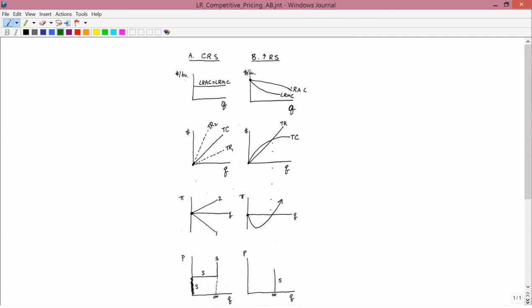Having analyzed short-run profit curves and how to get from short-run cost curves to short-run profit curves, we now have to shift our attention to the long run. So this topic now is long-run profit.